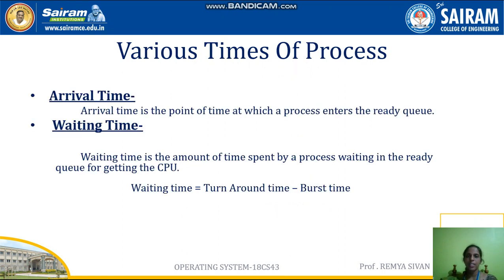So arrival time is the point of time at which the process enters the ready queue. Waiting time is the amount of time spent by the process waiting in the ready queue for getting the CPU. To calculate waiting time, the equation is turnaround time minus burst time.